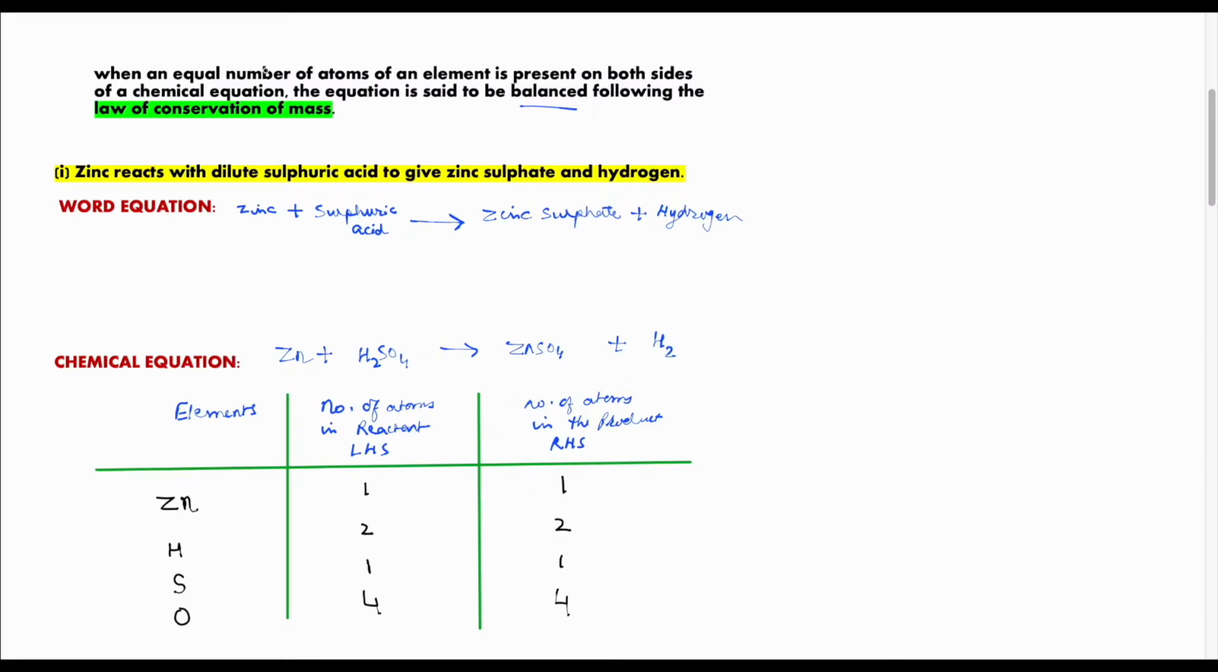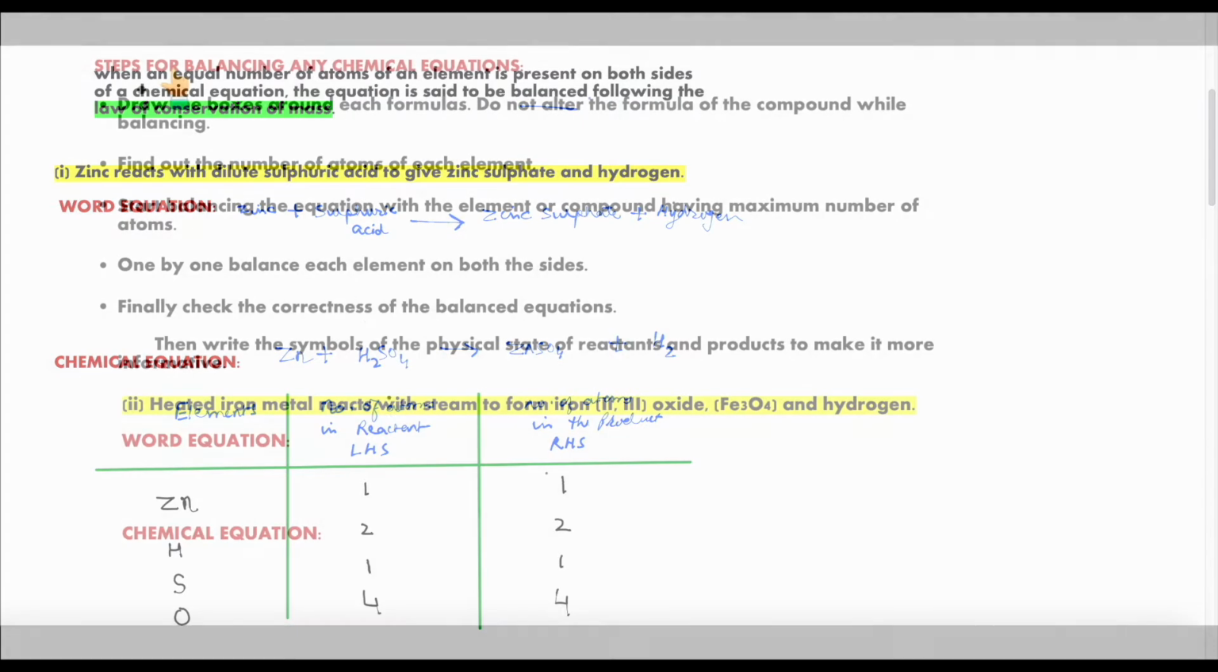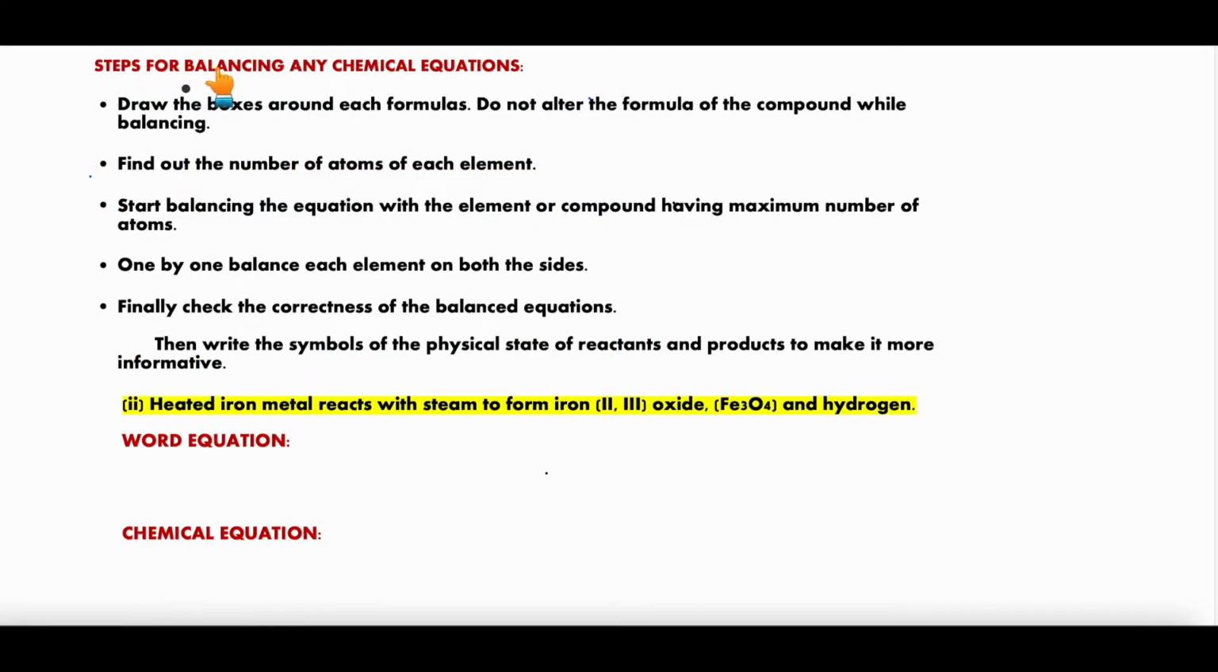Therefore, when an equal number of atoms of an element is present on both sides of a chemical equation, the equation is said to be balanced following the law of conservation of mass. Children, for balancing any chemical equations, there are certain steps which we need to follow. Now, let us understand all these steps in a chemical equation.